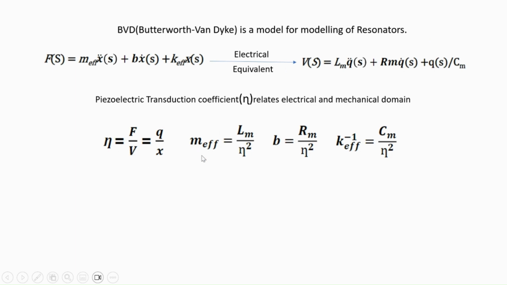I said that the mechanical domain is converted into the electrical domain, and this is related by the piezo transition coefficient. M effective is given by Lm by eta square, B is given by Rm by eta square, and K effective is equal to eta square by Cm. You can take it as K effective inverse.